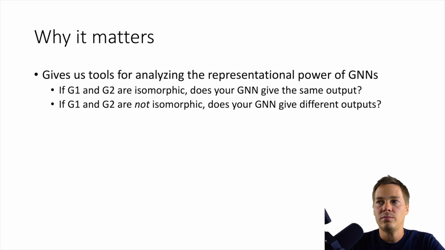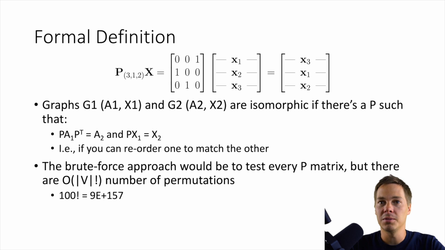Why does this matter? Well, one reason it matters is that it gives us a tool for analyzing the representational power of GNNs. You can ask questions like, if G1 and G2 are isomorphic, if they're the same graph, does your GNN give the same output? I think that's a desirable trait of your model, that if you give it the exact same graph, you'd probably want the same output, even if you shuffled up the ordering. But also, if G1 and G2 are not isomorphic, does your GNN give different outputs? If your GNN gave the same output for every graph, even if they were totally different, that would obviously be a bad thing. So you're going to need to balance these two forces.